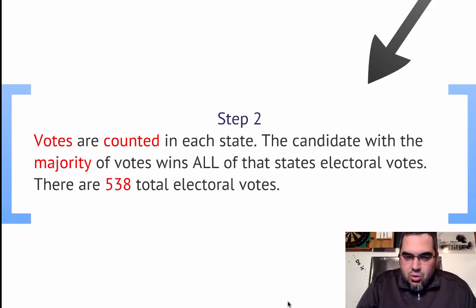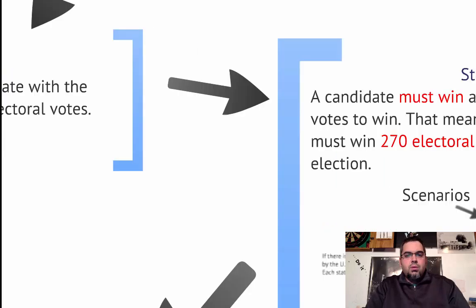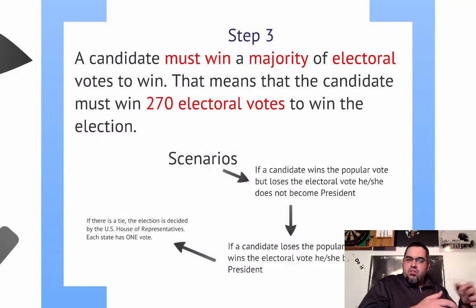And remember, there's a total of 538 electoral votes. We get that number because there are 435 members in the House of Representatives. There are 100 senators. Plus, since the minimum that any state gets is 3 votes, the people that live in Washington, D.C., they get 3 electoral votes as well. A candidate must win a majority of the electoral votes to win, and that means that the candidate has to get 270 electoral votes to win the election.